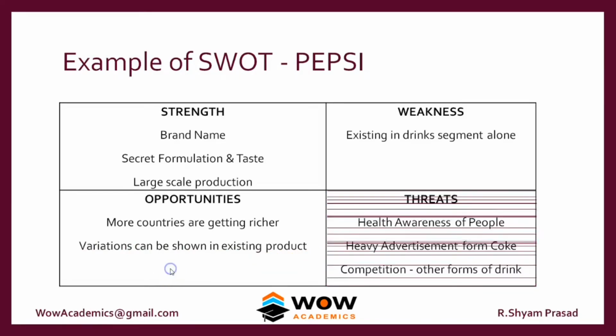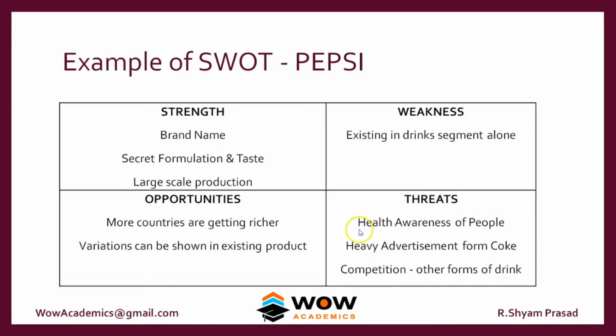And the last one is the threats. People are becoming very health conscious in nature, so they might start to avoid this kind of Pepsi and Coke. Heavy advertisement from Coke. Coke is their main competitor, and they might start to advertise heavily, so that can be a problem. Or the more general thing is they might get competition from other forms of drink.